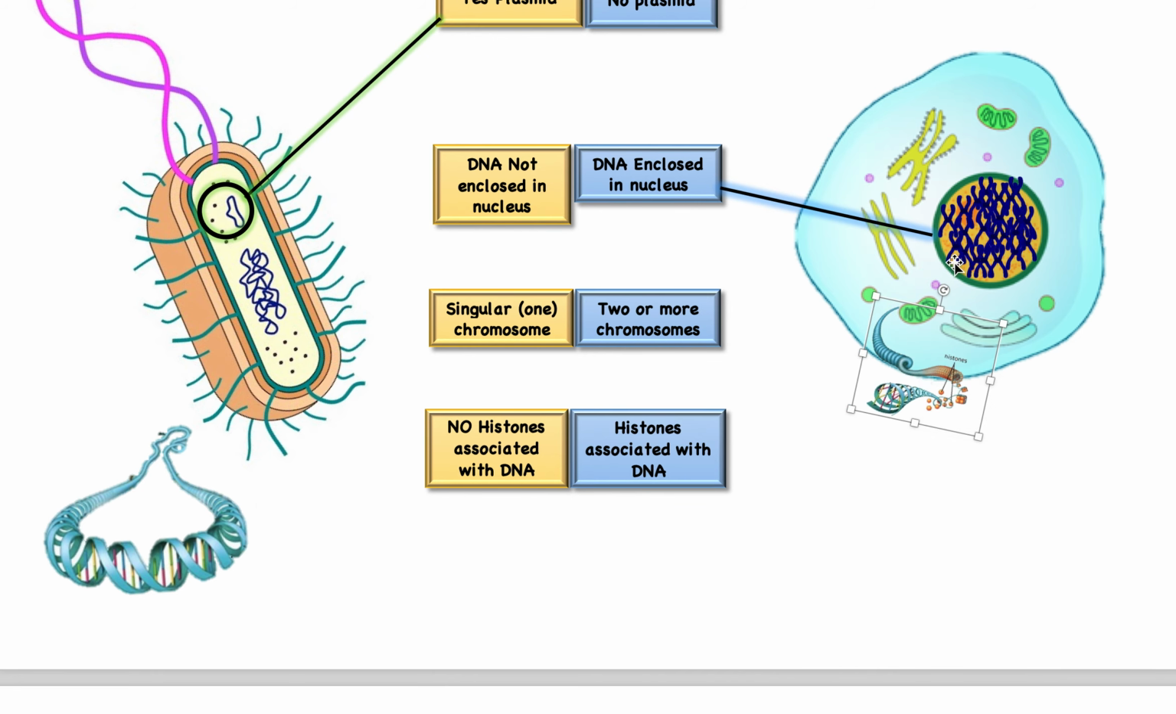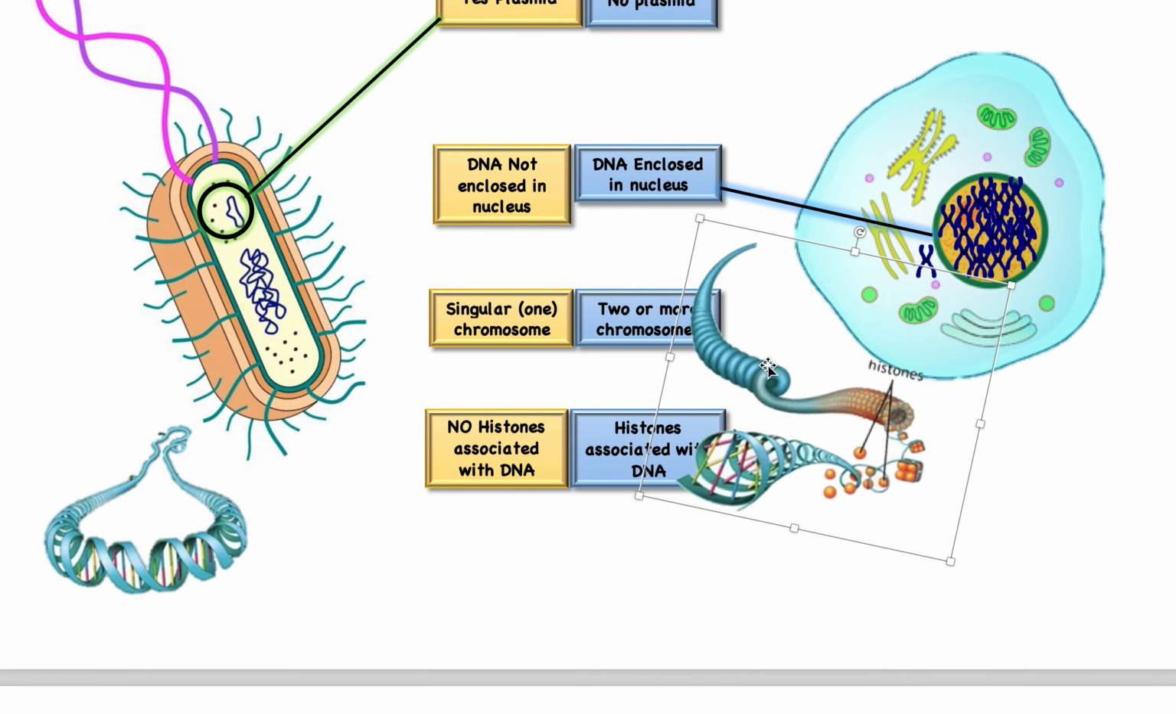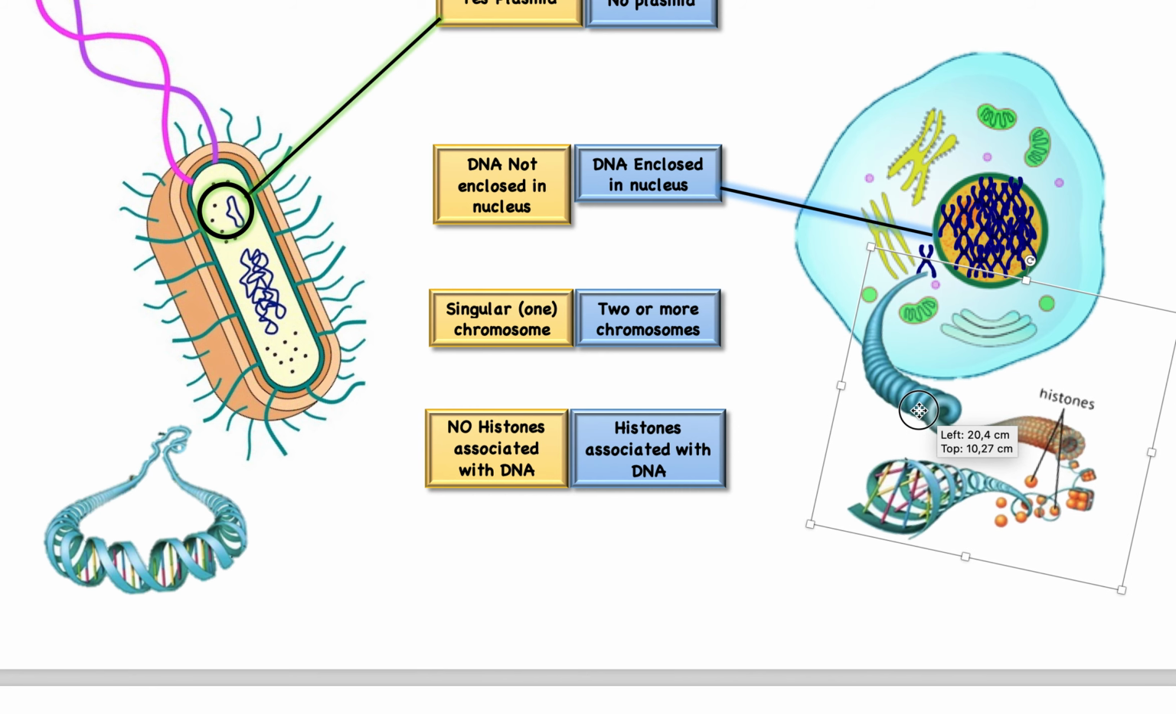Histones can be seen in eukaryotes. So if we take a chromosome and we zoom in closely, okay, we will see this.